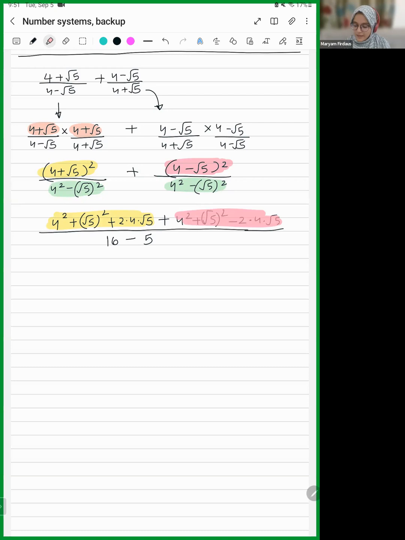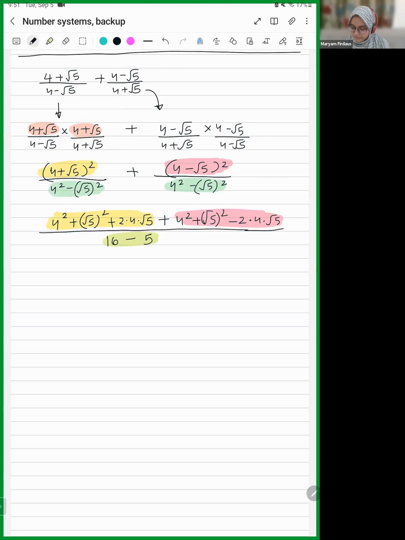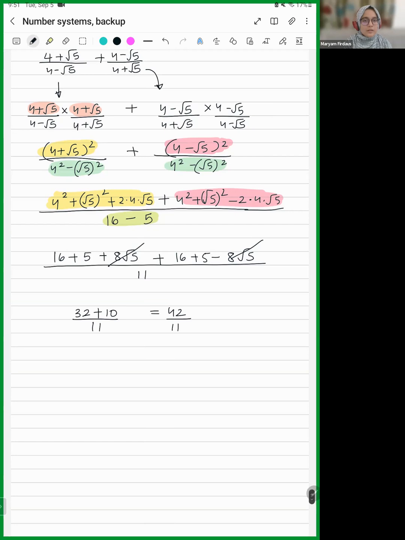Okay. Then what do we have? Then, ma'am, after all of the calculations, I get 16 plus 5 plus 8 root 5. So this one is plus 8 root 5. And the second one is 16 plus 5 minus 8 root 5. So these two get cancelled. And then we are left with 42 by 11. What is there in the denominator? 11. Okay. So we have 16 plus 16 is 32 plus 10 is 42. So this is 42 by 11. Avni, is your doubt cleared where you made a mistake? You understood? Yes, ma'am. Good.